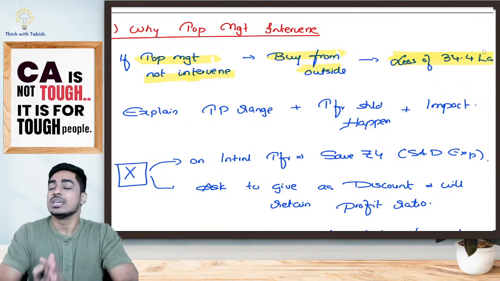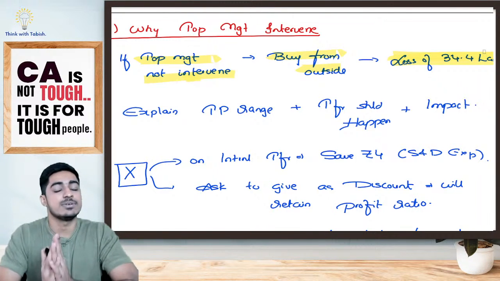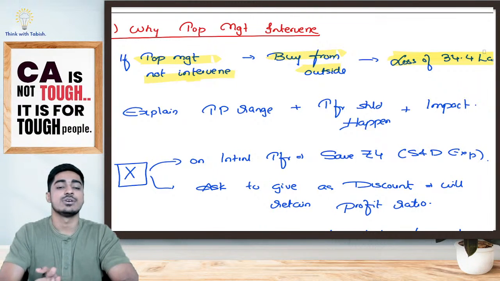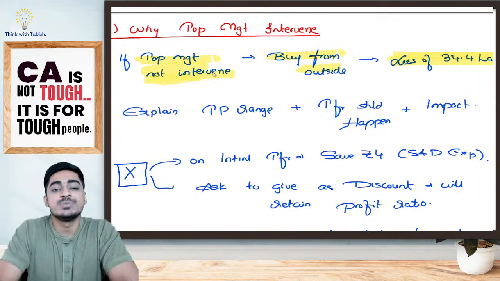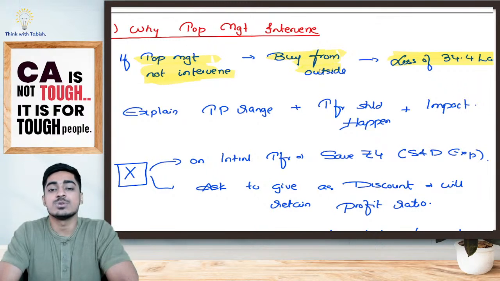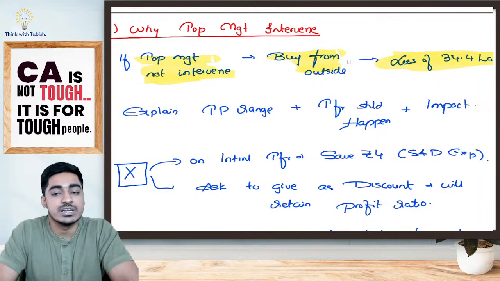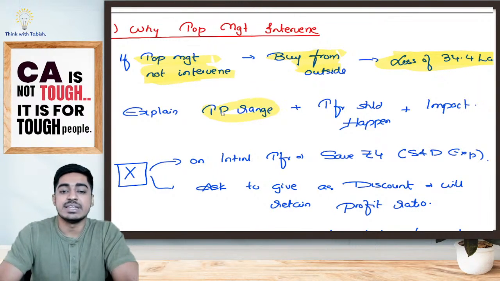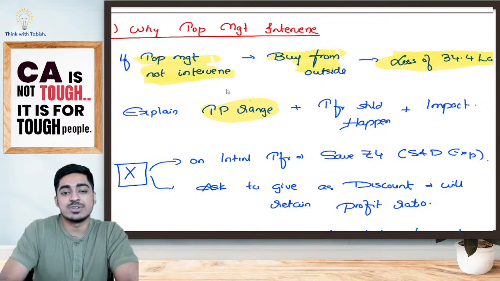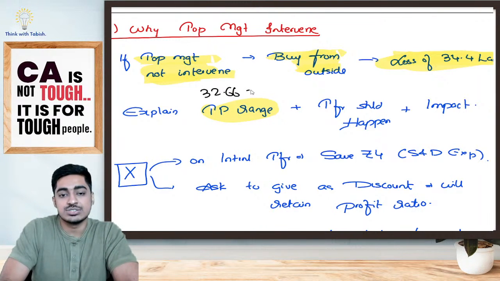You need to tell that no, you cannot buy it from outside. Internal transfer should happen. Firstly, we'll tell what will happen if top management does not intervene. He will buy from outside and the company as a whole will incur a loss of 34,40,000. Then we'll explain the transfer pricing range, telling that the transfer pricing range is 32.66 to 47.